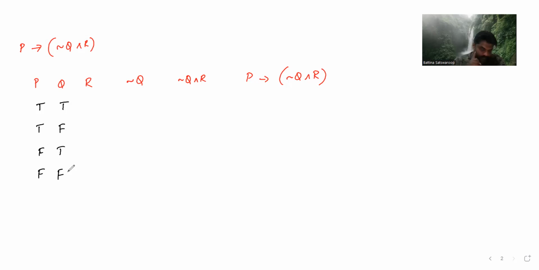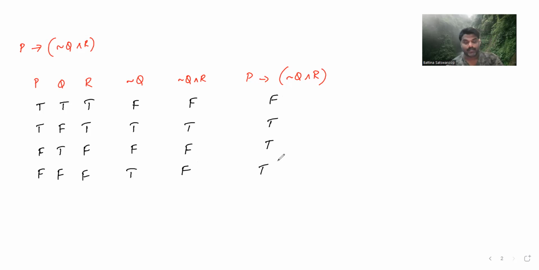Now, what will be the negation of Q? False, true, false, true. R I will take true, true, false, true, true, false, false and false. So negation of Q and R: F and T, F, T and T is a T, F and F is false, T and F is false. P implies: truth implies false, that is false. Truth implies truth, that is true. False implies false is true, false implies false is also true.